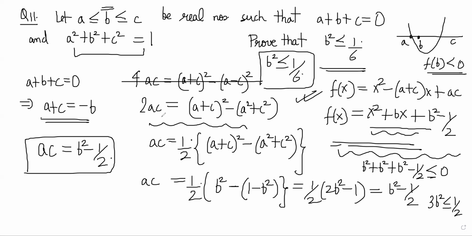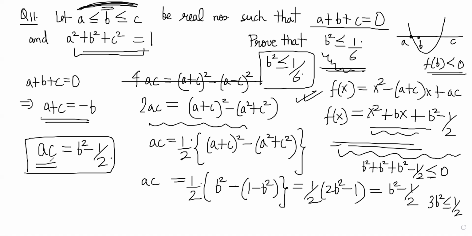This is a very nice problem. Here, there was no mention of a quadratic equation in the beginning. They just gave us a plus b plus c is 0 and a square plus b square plus c square is 1, and this inequality on a, b and c. They wanted us to show this. What we did was convert it into a quadratic problem by looking at what is a plus c and what is ac: sum of roots and product of roots.